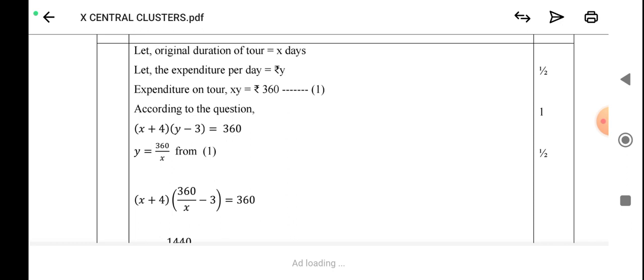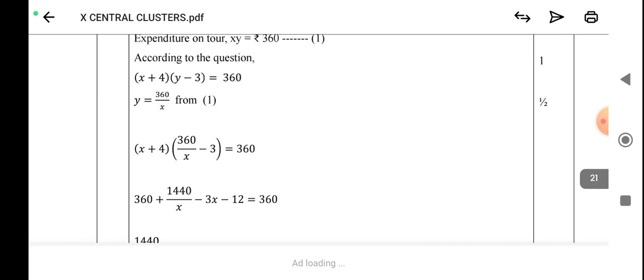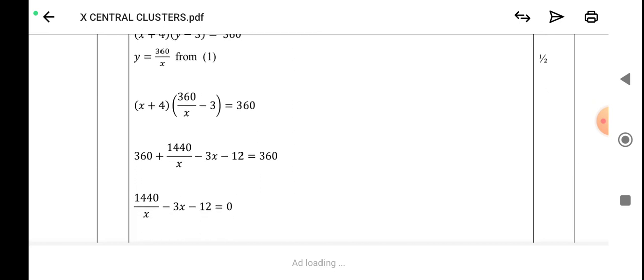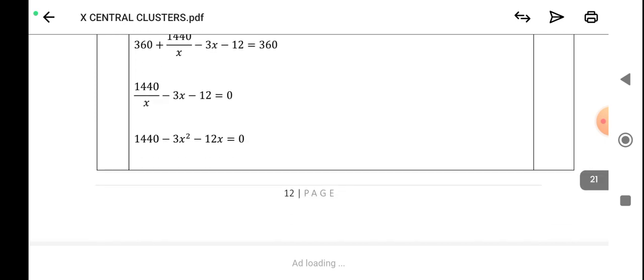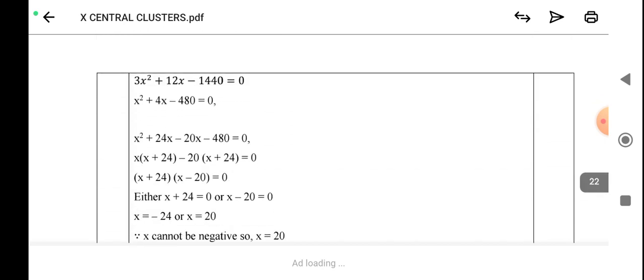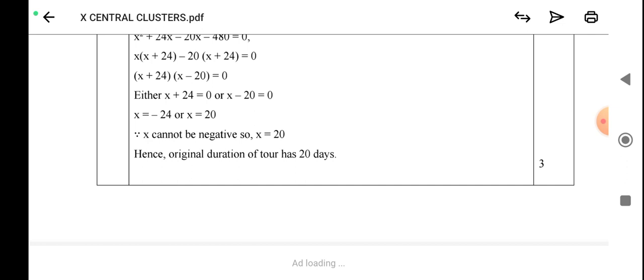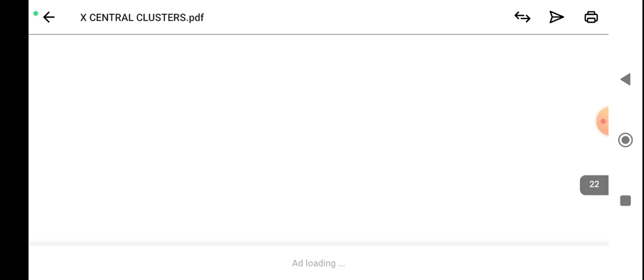Then the original duration of a tour. Read this question properly. The expenditure of a tour is 360 rupees. Then substitute this. Do the quadratic equation: 3x square plus 12x minus 1440. Simplify, get the x value negative 24 and x value 20. The original duration is 20 days.